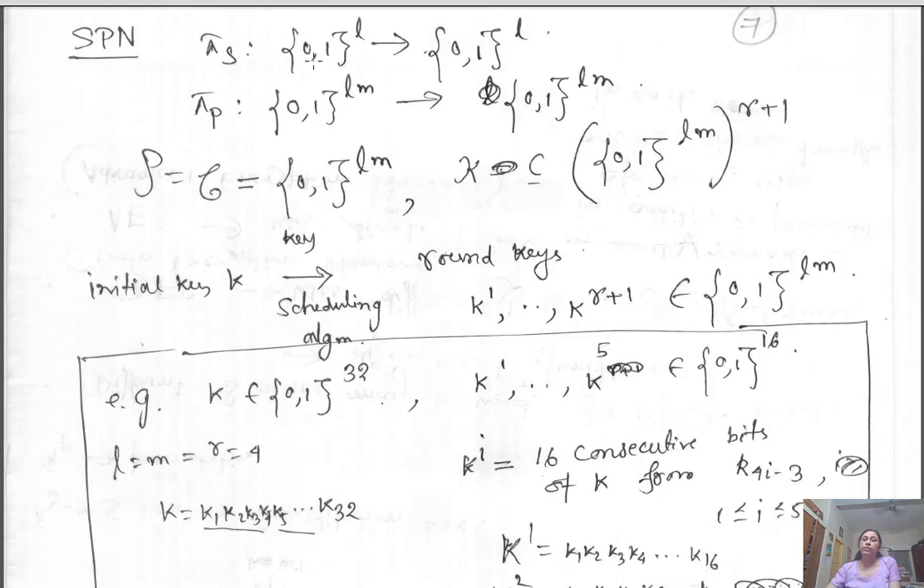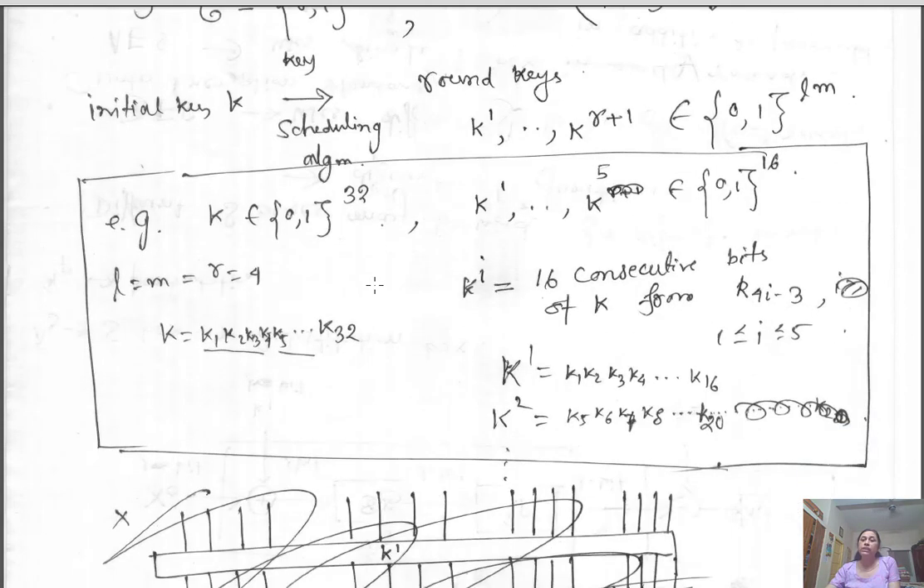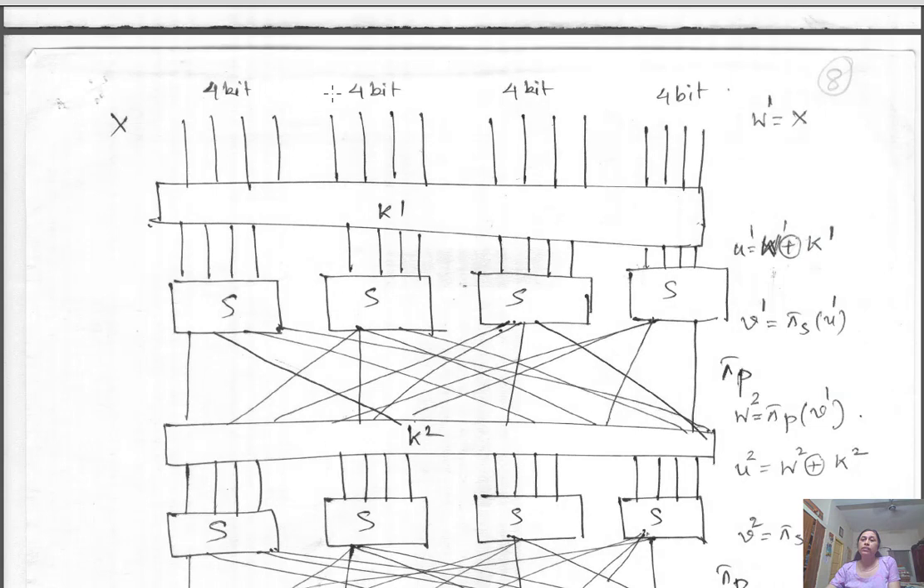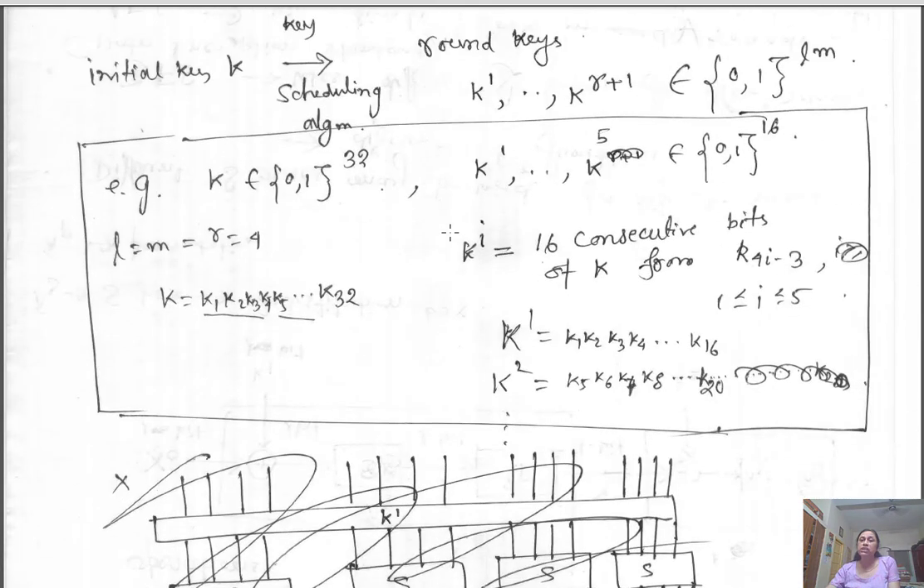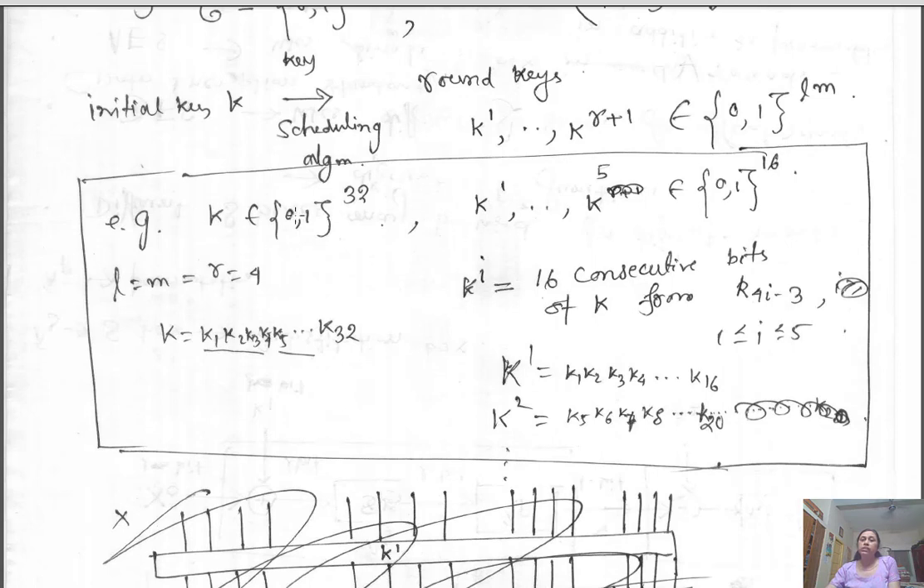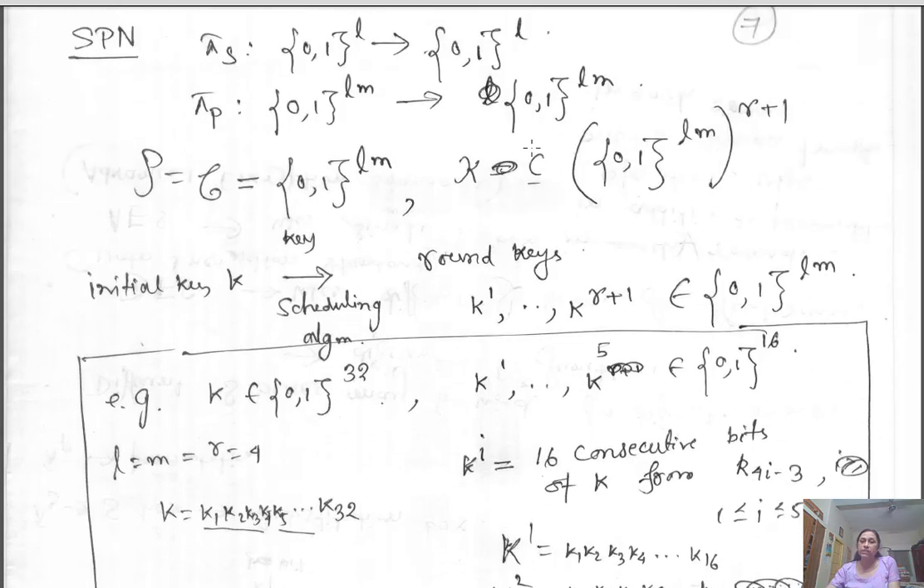Essentially, your plain text and ciphertext are both LM bit, that is 16-bit. And how is it divided? This 16-bit plain text is divided into 4-bit, 4-bit, 4-bit, 4-bit. Using the key scheduling algorithm, your key is essentially a 32-bit string. So your specification for this SPN is that the initial key is a 32-bit string. By key scheduling algorithm, you produce R plus 1, that means 5 round keys. Each round key is 16-bit.